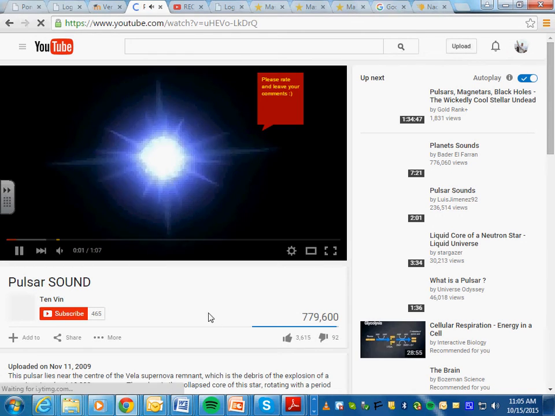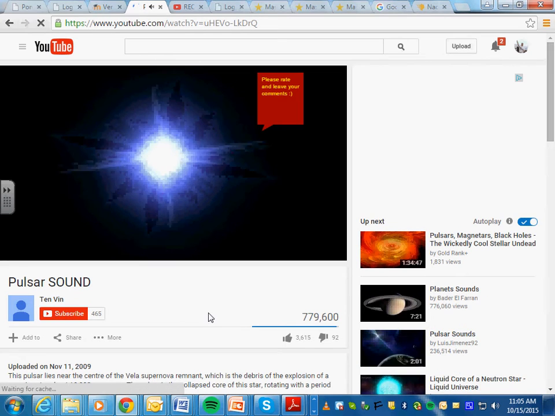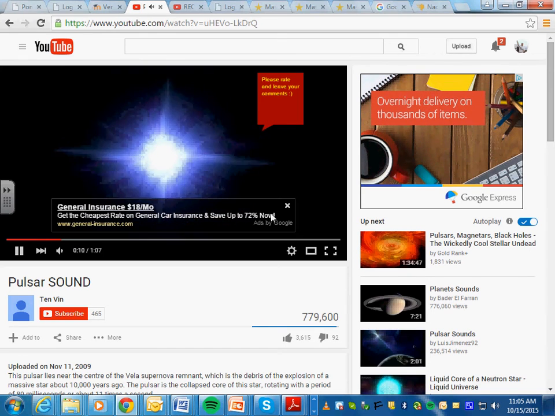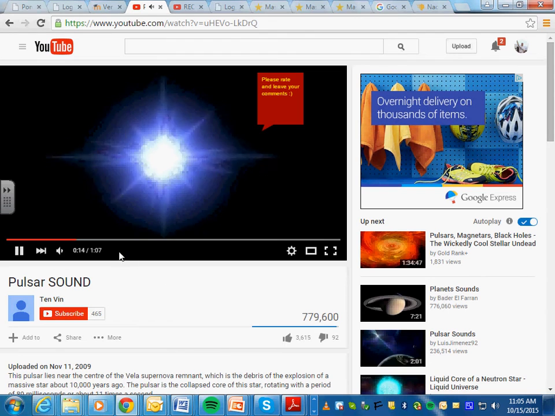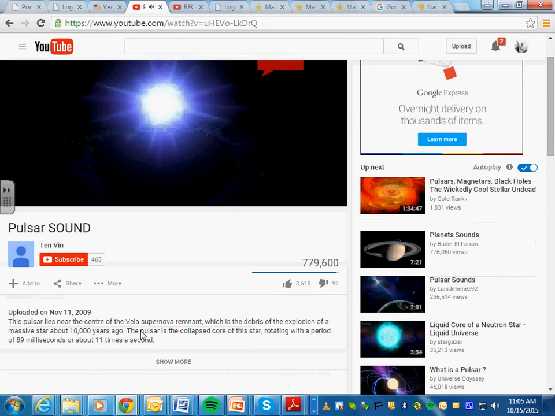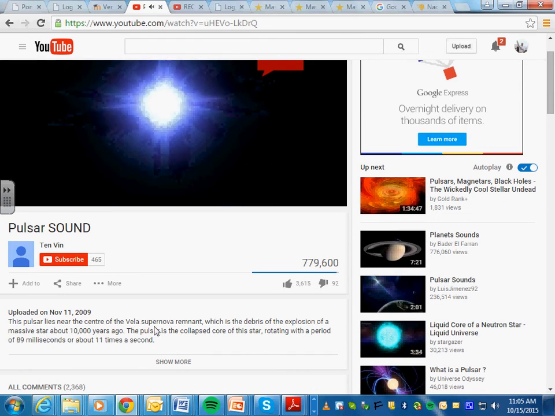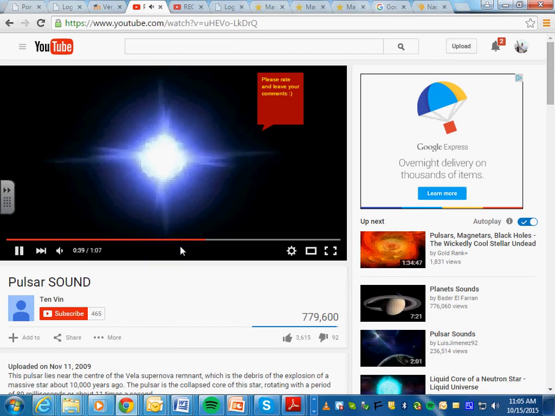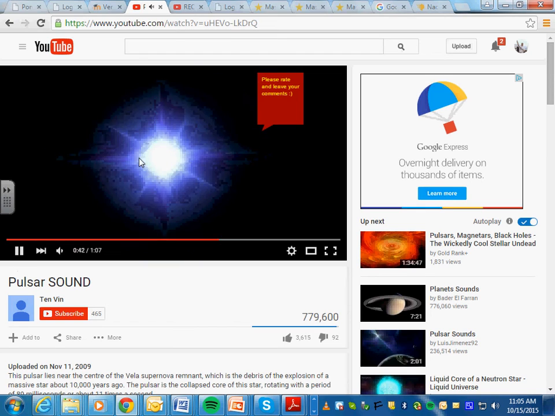So what you're hearing is every click you hear is rotating like this pulsar. And again, we don't know what it is, and there's all different kinds of them. This one actually is near the center of the Vela supernova remnant. Its rotating period is 89 milliseconds, or about 11 times a second. Yeah, I thought that was pretty cool. This is a made-up image, by the way.